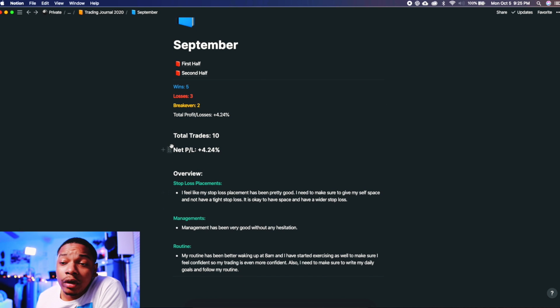So the overview of this on the stop loss placement is I feel like my stop loss placement has been pretty good. I need to make sure to give myself space and not have a tight stop loss. It is okay to have space and have a wider stop loss, right? I want you guys to really understand that. It's okay to have space and have a wider stop loss. It's not going to hurt you.